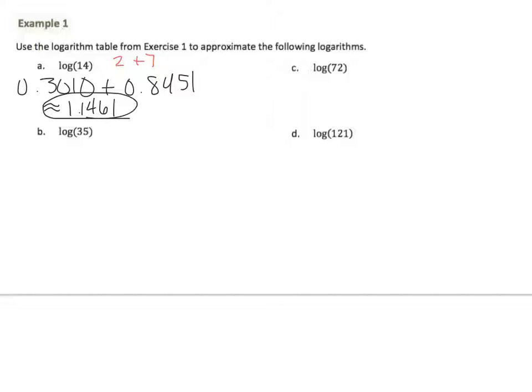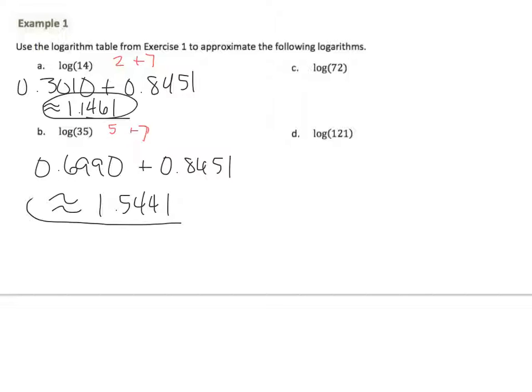35, you're breaking these into really prime numbers. So 35 is going to be the same as 5 and 7. So log 5 is 0.6990, and I'm just going back to that chart. I have that chart sitting right in front of me. Plus 0.8451. So log of 35 is approximately 1.5441. Okay, you go ahead and try the next few. I'm going to push pause.